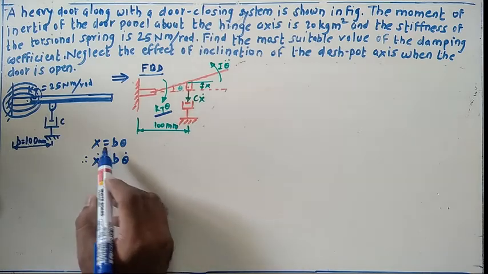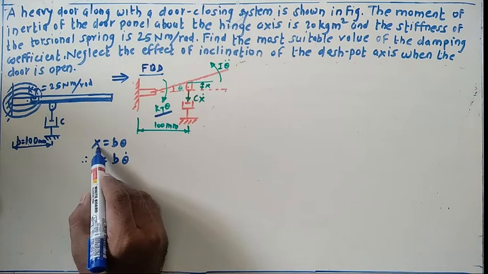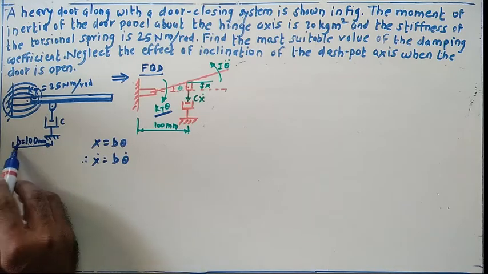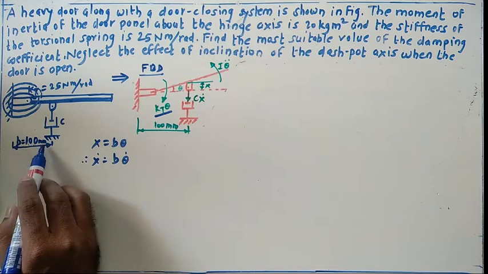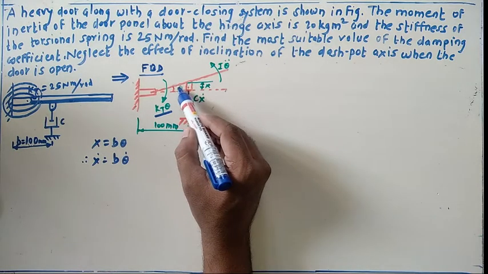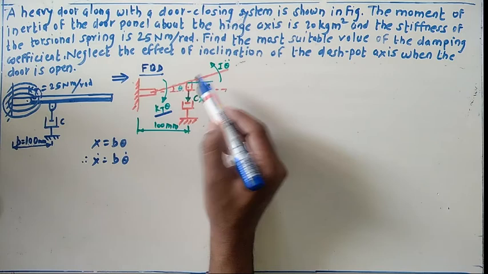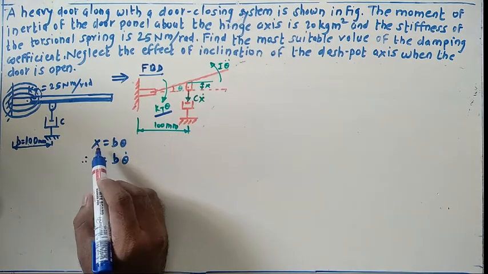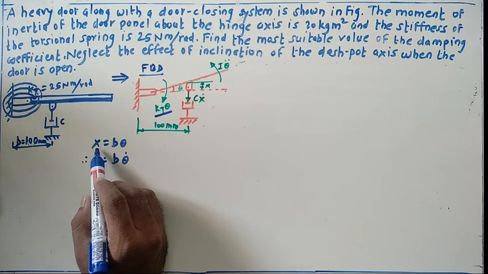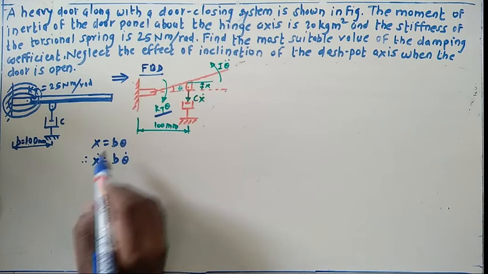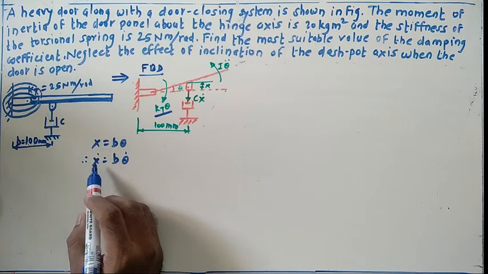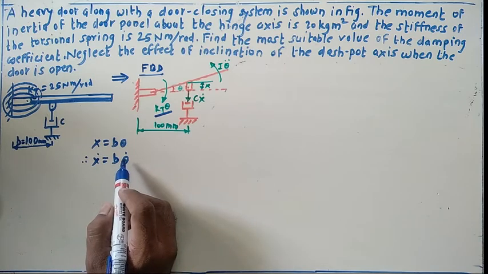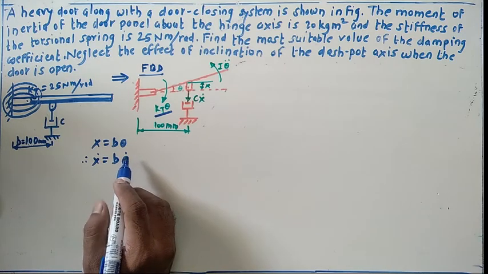So in this way we can find the relation between the linear displacement and angular displacement. So x equals b into theta. This distance indicates b, and this is the theta. For the small displacement, x is here, theta is here, and this distance is nothing but the distance b. So you get the linear displacement x equals b into theta. If I differentiate this x with respect to time t, then you can find x dot equals b into theta dot.